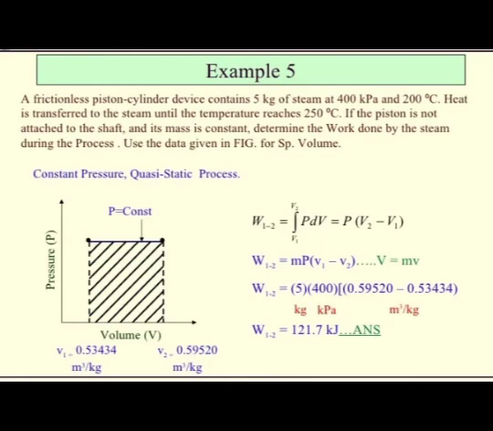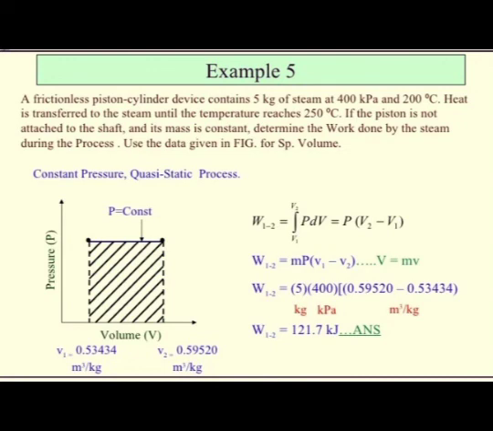So here is example 5, the last example for the temperature. A frictionless piston-cylinder device contains 5 kg of steam at 400 kPa and 200 degrees Celsius. Heat is transferred to the steam until the temperature reaches 250 degrees Celsius. If the piston is not attached to a shaft and its mass is constant, determine the work done by the steam during the process. Use the data given in the figure for specific volume. So this is a constant pressure or quasi-static process. As we can see in the figure, the pressure P is equal to constant.